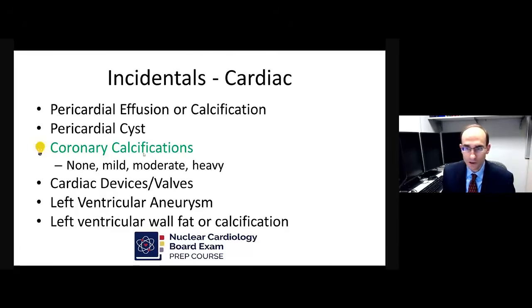is coronary calcifications. Again, you can look to see, are there no calcifications, or even just getting a basic picture of how many calcifications there are can be really helpful, whether it's mild, moderate, or heavy. You can see cardiac devices and valves. You can see left ventricular aneurysms, and then you should be looking for left ventricular wall fat or calcification.